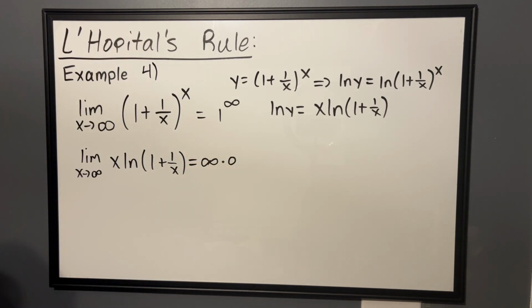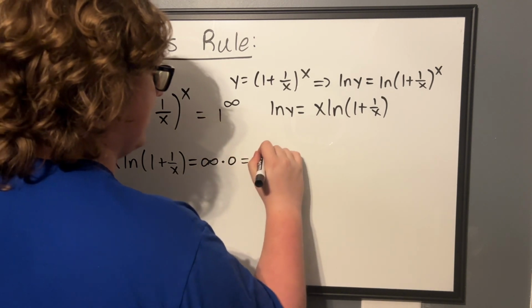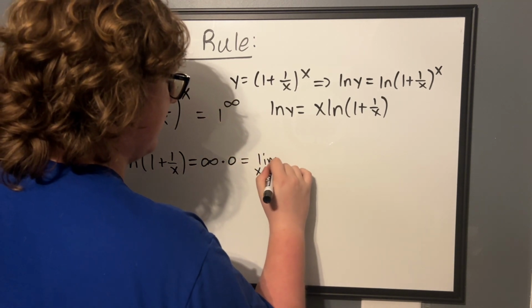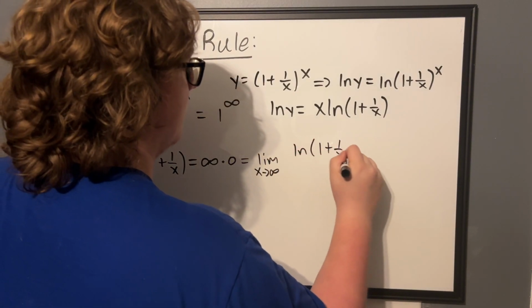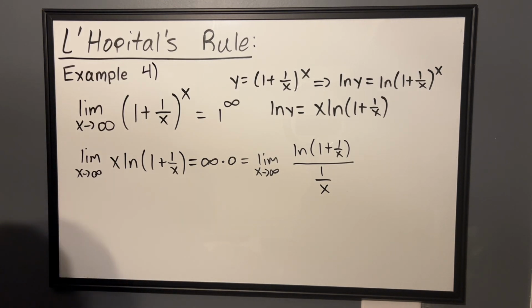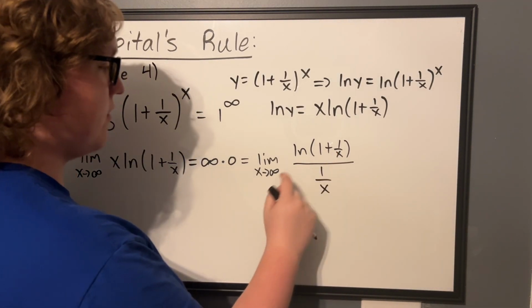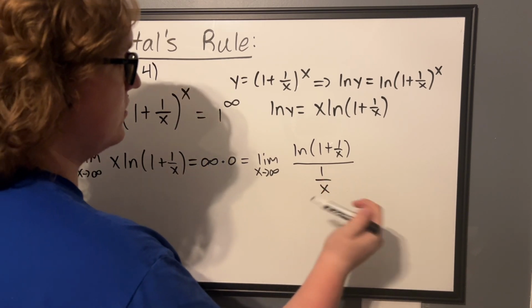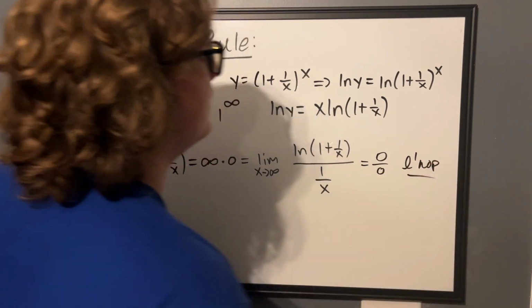So that means that just like the last question, we're going to want to rewrite this. So the way we're going to do that is we are going to rewrite it as the limit as x goes to infinity of ln of (1 + 1/x) divided by 1/x. Now when we do this, we're able to evaluate this because this becomes ln of 1, which is 0, and then this would become 0. So this is 0 over 0, so we can use L'Hopital's rule.